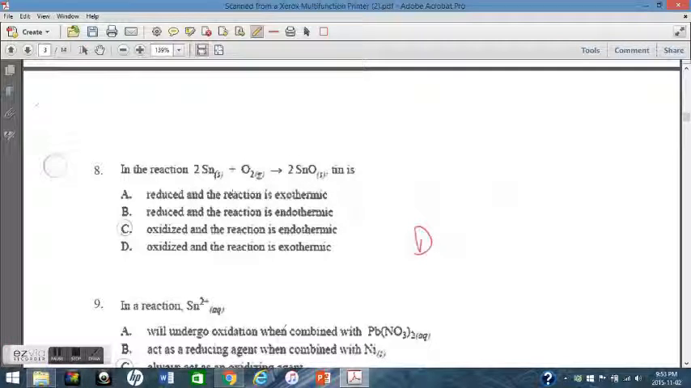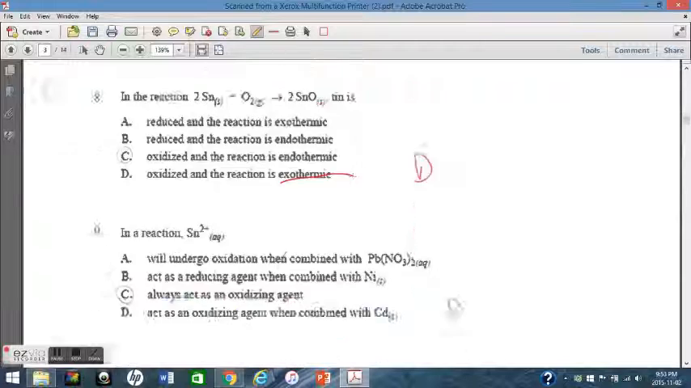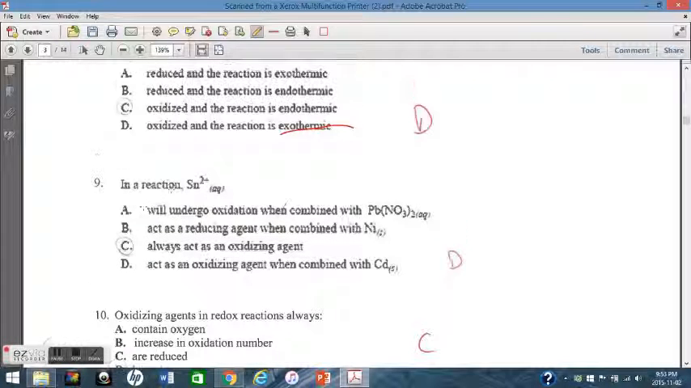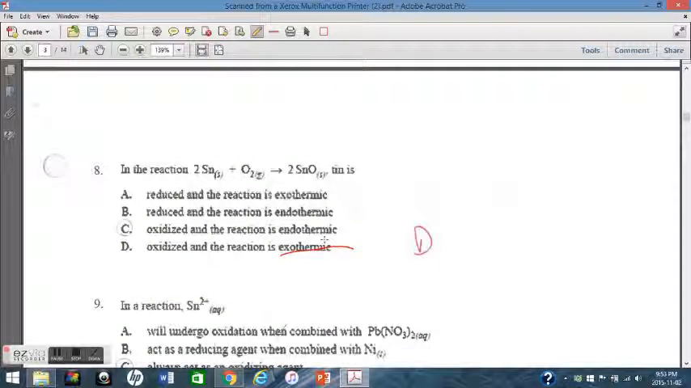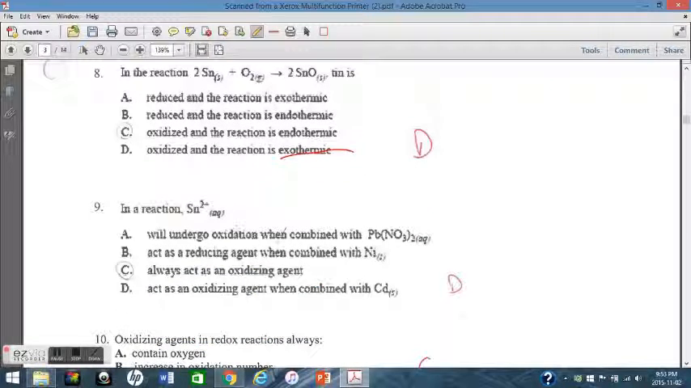And then just for fun, or not, you had to look back a little bit to last unit and say, is it endo or exothermic? The delta H for this particular compound, tin 2 oxide, is negative, which means it's got to be exothermic. In a reaction tin 2+, and you have to look at that one there, and then you have to answer it correctly.